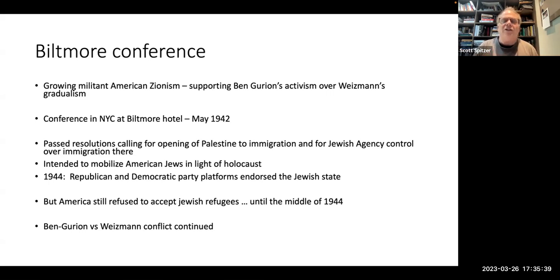The idea is that American Jews could be motivated and mobilized in light of the Holocaust to pressure US leaders, including the President of the United States. In fact, by 1944, both the Republican Party and the Democratic Party platforms endorse the independence of a Jewish state. This is 1944. 1948 is when the Declaration of Independence comes. And you can see it's already a bipartisan affair, American support for Israel.